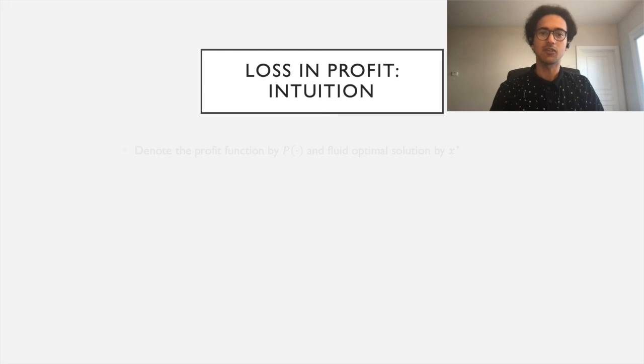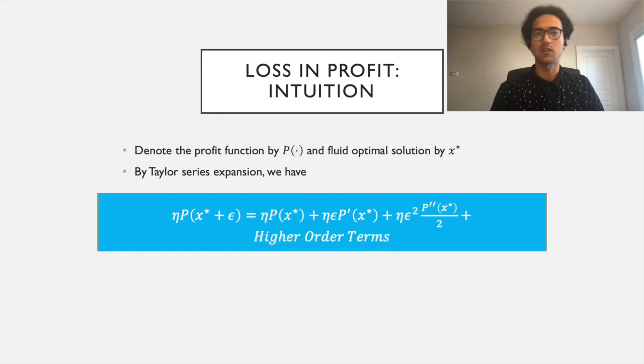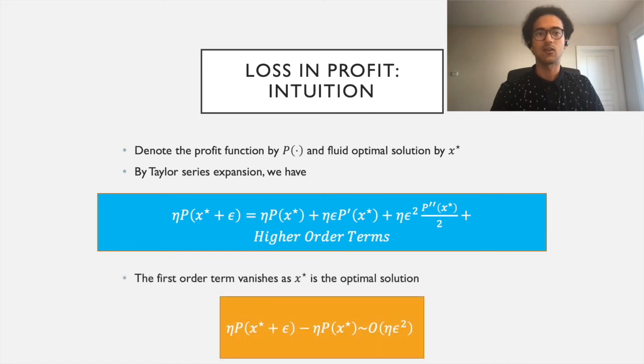Next, to gain intuition for the loss in profit, denote the profit function, that is the revenue minus the cost, by P, and the fluid optimal solution by X star. We can use Taylor series expansion to write the profit under an epsilon perturbed stochastic policy in terms of the fluid optimal profit as follows. Note that the first term on the right hand side is the fluid optimal profit, and the term after that is the first order term which vanishes due to the optimality of X star. Thus, the loss in profit is of the order eta epsilon square.